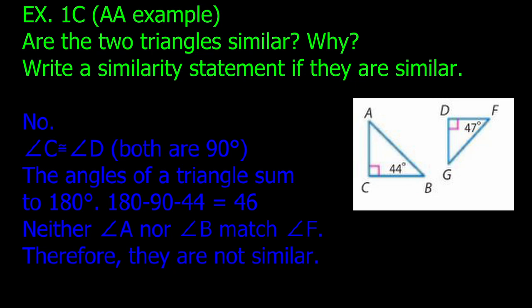But this time it doesn't work out because if we figure out what angle A is, again, all the angles of a triangle add up to 180. So 180 minus 90 minus 44 is 46 degrees. Angle A is 46 degrees. So C and D match because they're both 90, but nothing matches the 47. And if you actually worked out G, you would get 43. So you'd have a 44, a 46, a 47, and a 43. None of those match. So since you only have one set, it is not a similar triangle.